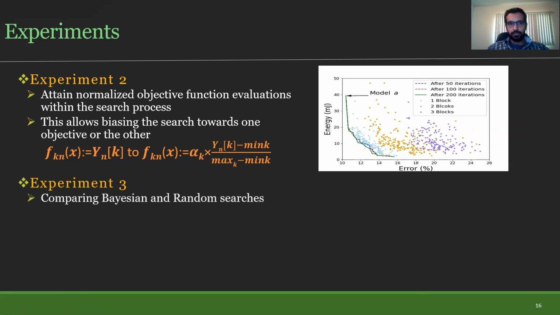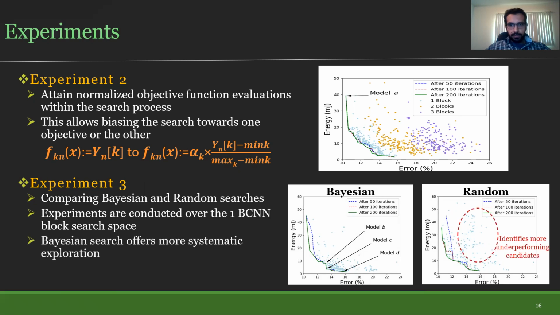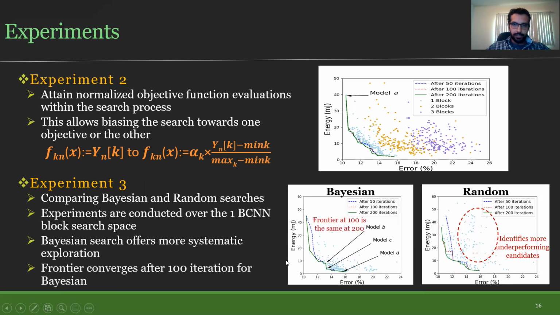For the final experiment, we wanted to assess and compare the Bayesian search against random search. Experiments were conducted over the 1 BCNN block architecture only. And as you can see, the Bayesian search offers a more systematic search, while the random search identifies a lot more underperforming candidates because it's not systematic. Another observation is that the frontier of the Bayesian search converges after 100 iterations. It's almost the same at 100 iterations and 200 iterations.